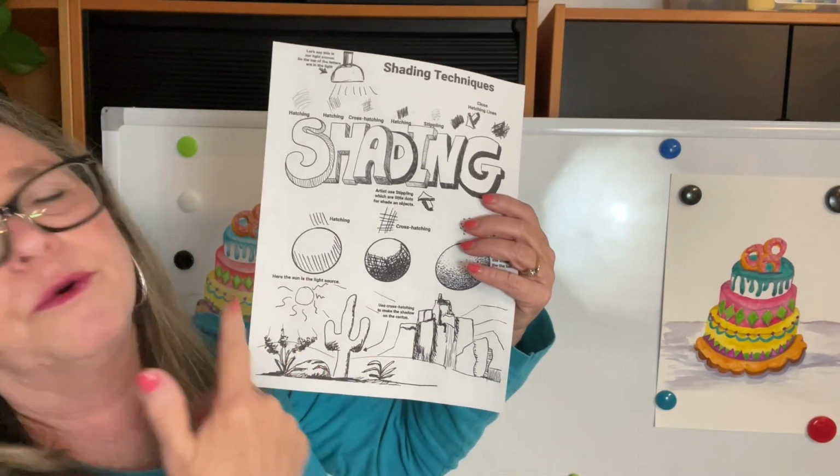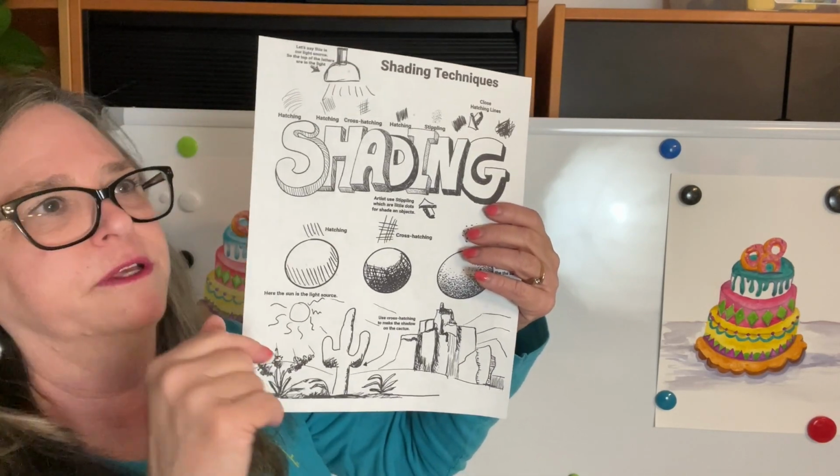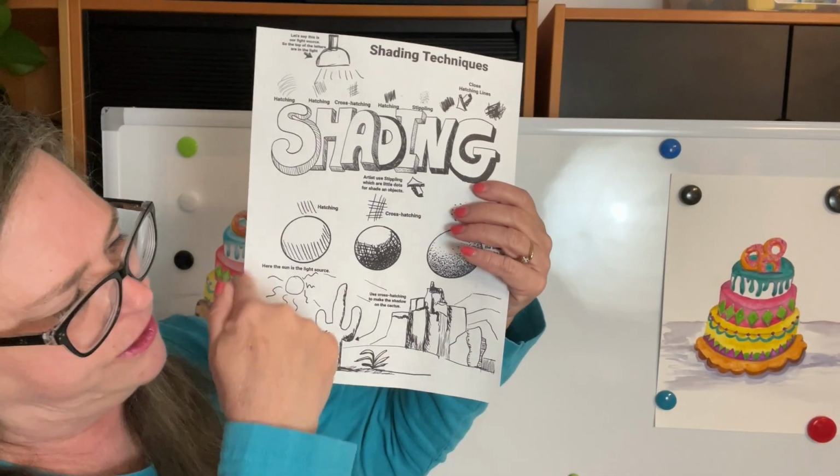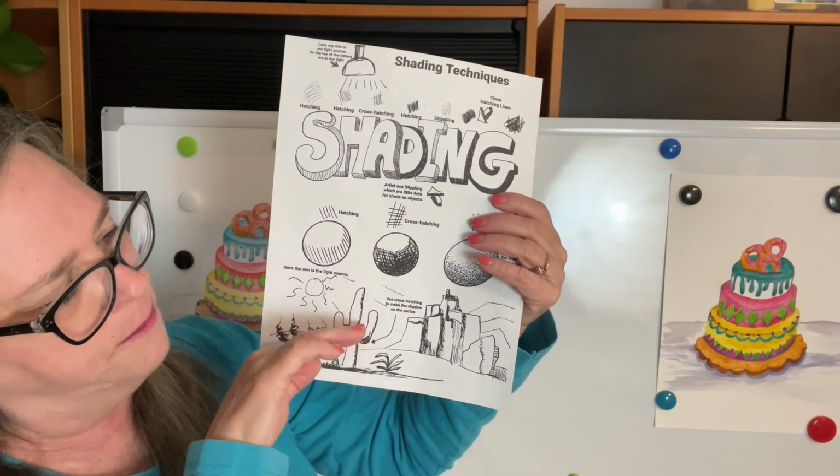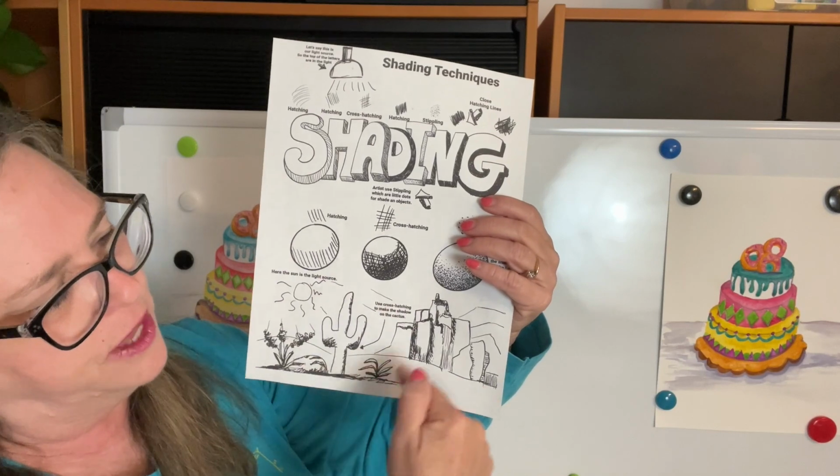We just came back from the desert. I thought it'd be really fun to have a desert scene, so I created this desert scene. The sun comes down on the object, so then the shadows are on the other side.